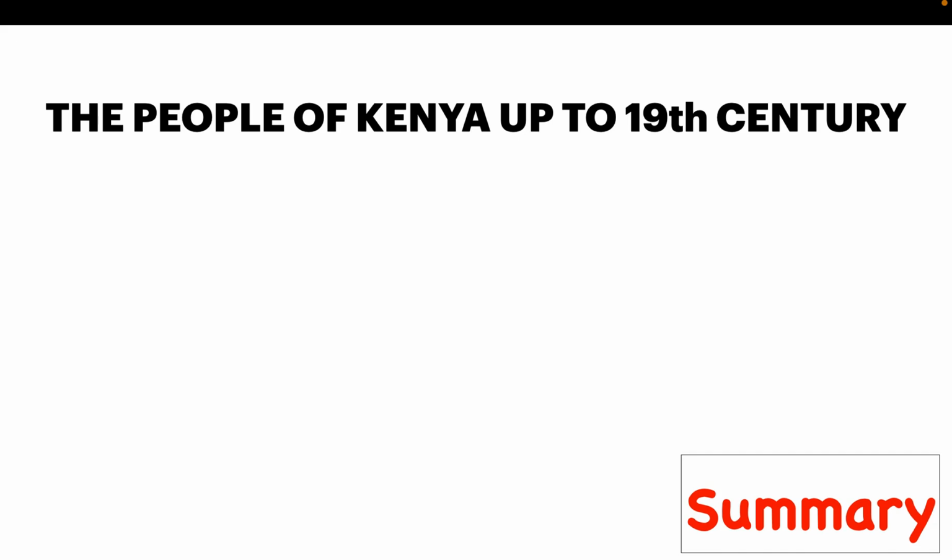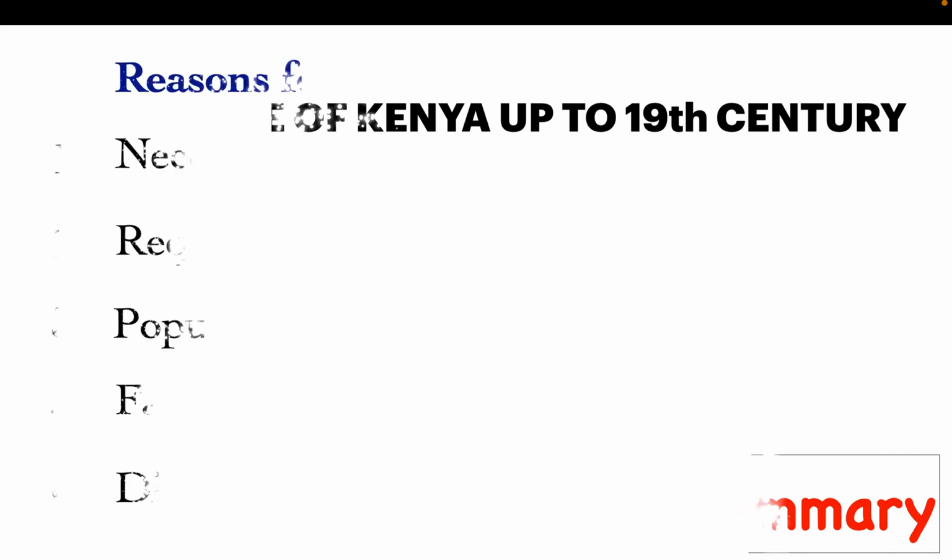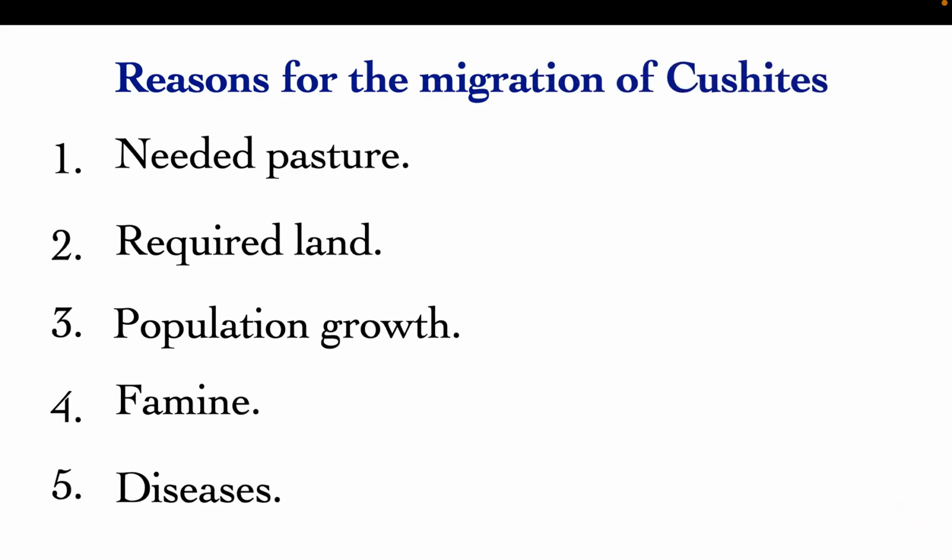They were also cultivators and required land for growing crops. Population growth made the original homeland inadequate for normal settlement. Number 4, they were driven by drought, which led to famine. Number 5, there were outbreaks of various diseases which afflicted people and livestock.